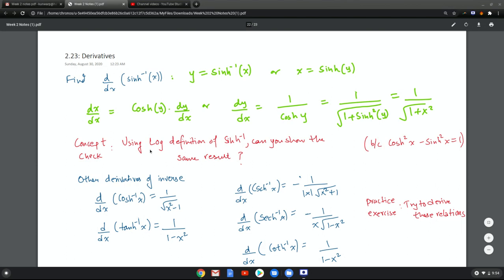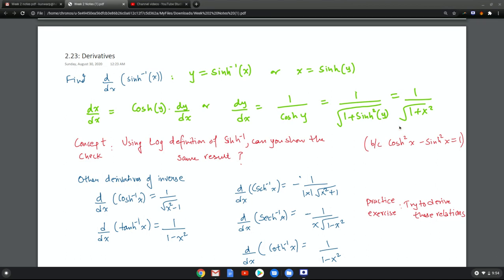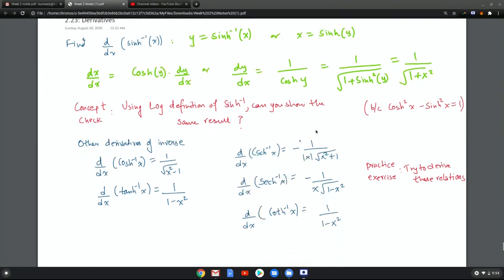Now, concept check. Instead of using this definition of sinh inverse, if you use the log definition of sinh inverse, can you show the same result? You should get that the derivative of the log form of sinh inverse x should also give you 1 over square root of 1 plus x squared.